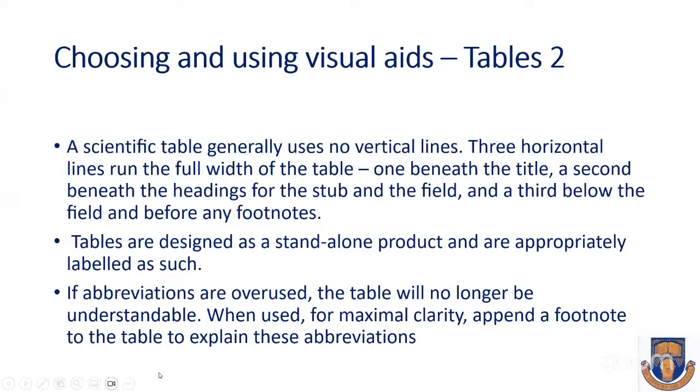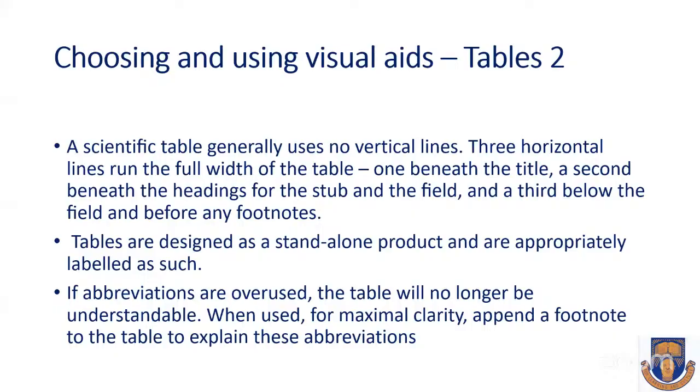Now let's go back to tables and look at some best practices when it comes to tables, scientific tables. Ideally, our tables should be devoid of vertical lines. So we don't expect to see all of your grid lines in your tables. As a matter of fact, what we just need to see are 3 horizontal lines at the top, at the very bottom, and at the bottom of the headers of your table. I'll show you an example on the next slide.